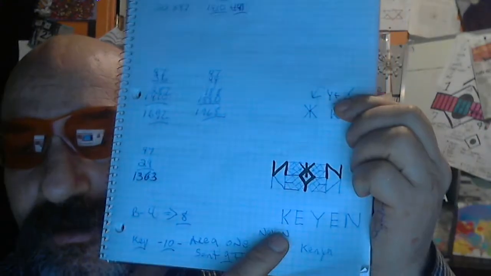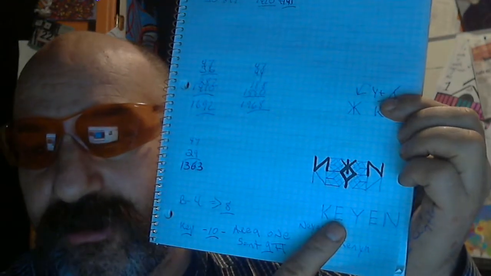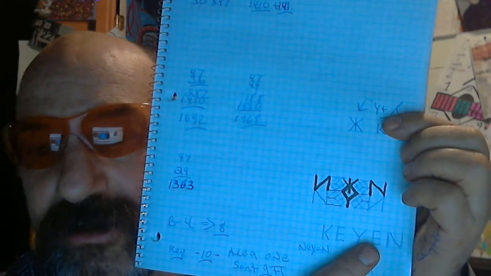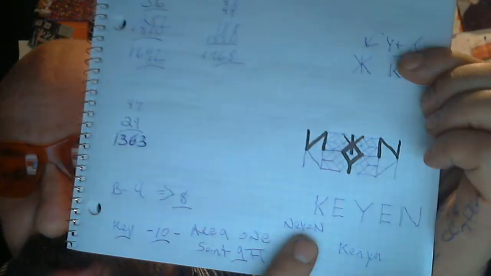How are you? I don't know. Let's stop. I went far enough. The last thing I wanted to show is the key is in the eye. Part of the key is in the eye. And watch out for Kenyan. Why watch out for Kenyan? Because this word is N-E-Y-E-N.